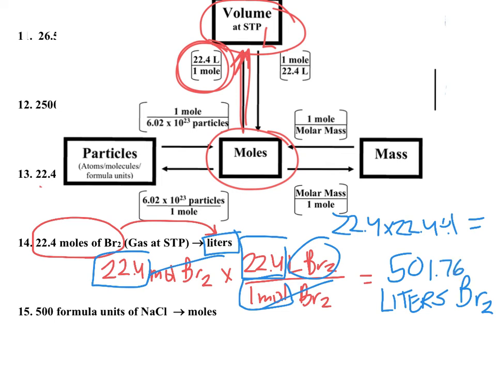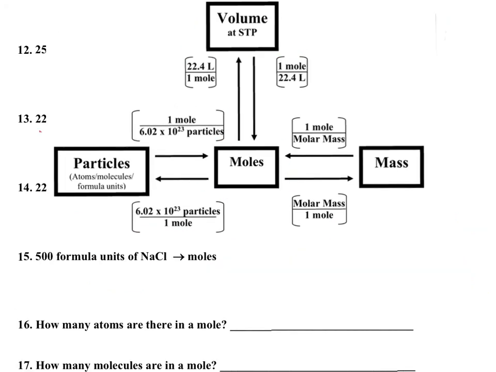501.76 liters. So when you have 22 moles of bromine, it takes up 500 liters of space. That's like 250 two-liter bottles of soda. You buy those bigger bottles, if you think about it. So that takes up quite a bit of space. That's quite a bit of volume. But we used the mole map to do number 14. Let's move on to number 15.